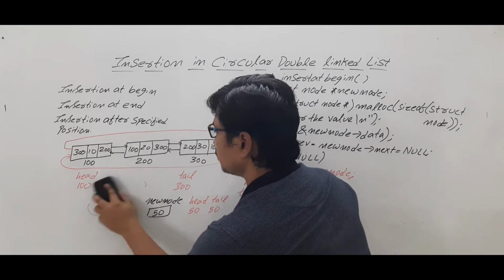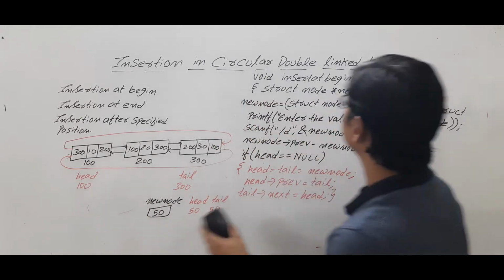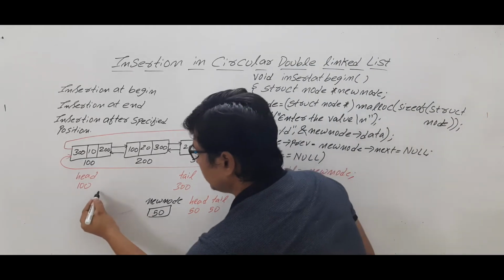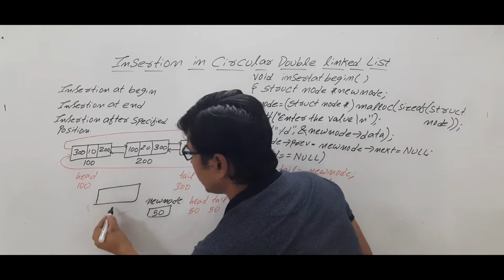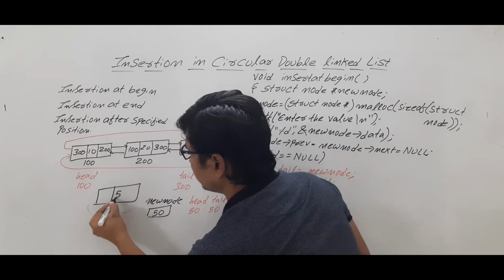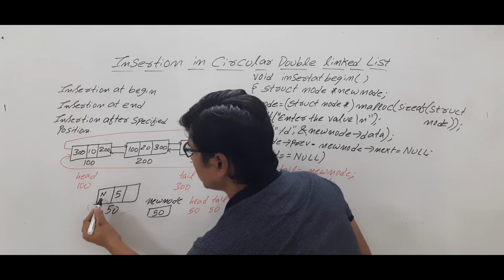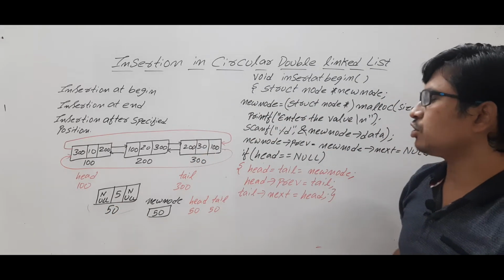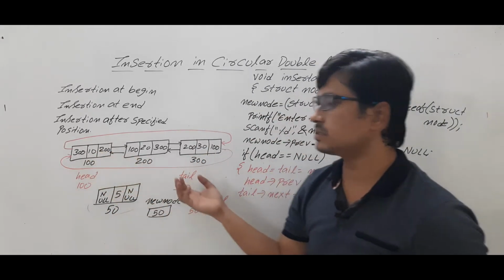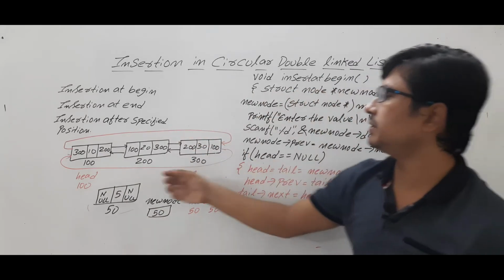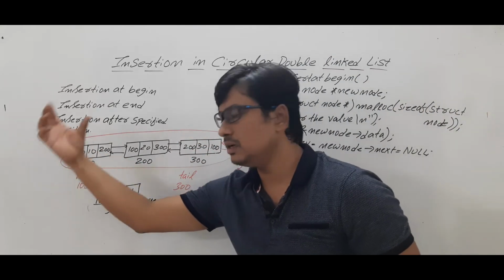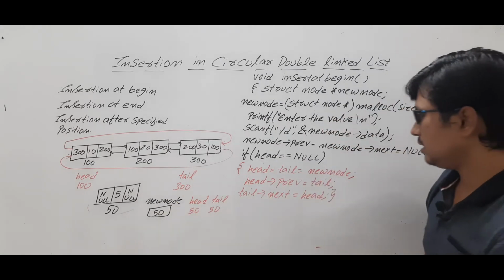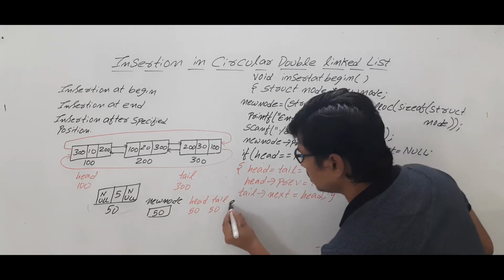Let me erase this one. We have a new node at address location 50 with the value 5, and here null is there and here null is there. Now if head is not equal to null, it means that some nodes are there and you want to insert at the beginning. So here you want to insert. So what are the changes or things you have to do? Let me discuss now. Let me write the else block.